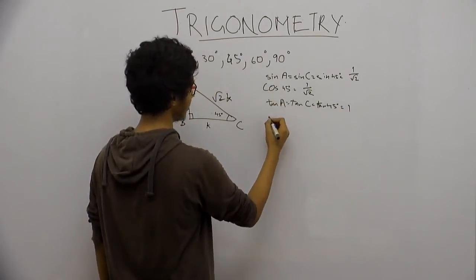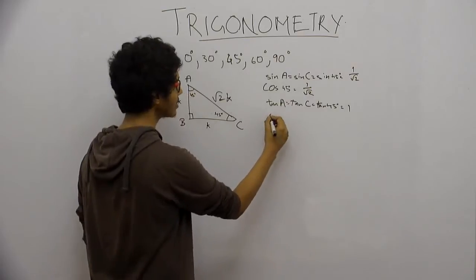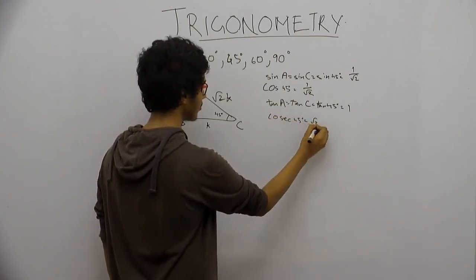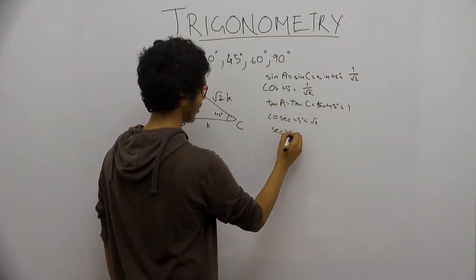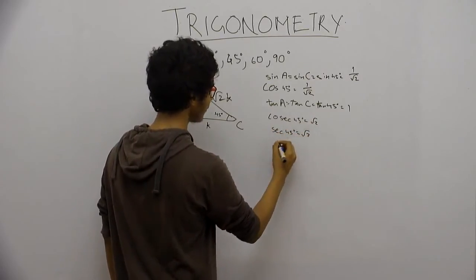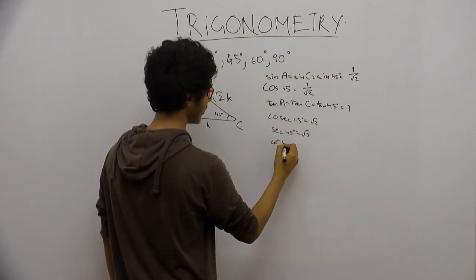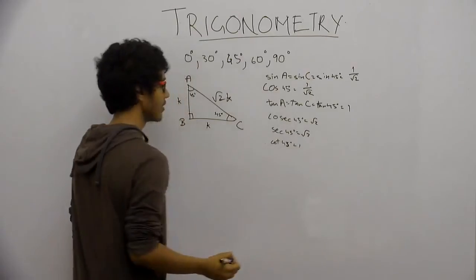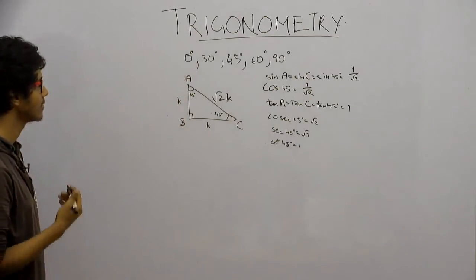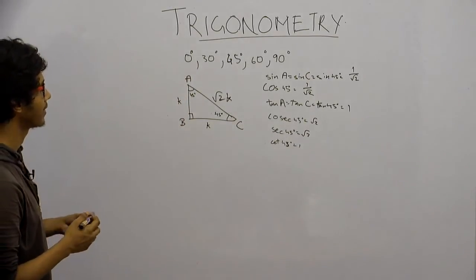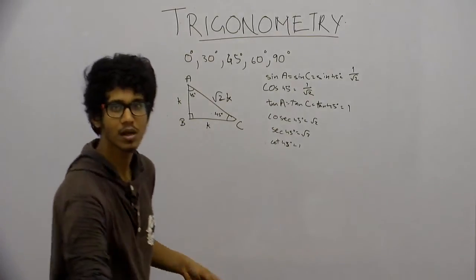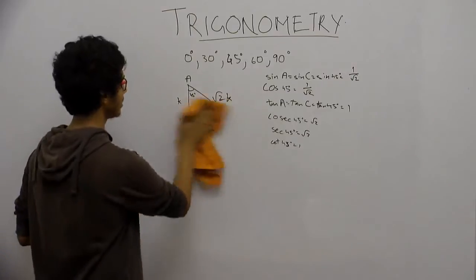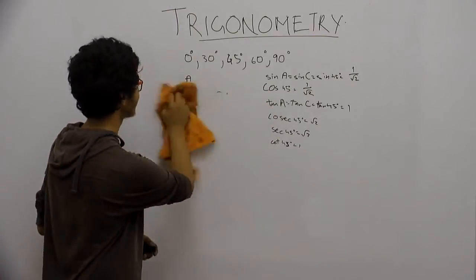Now taking the inverses, that is the reciprocals, we get cosec 45 degree equals to root 2, sec 45 degree equals to root 2, and cot 45 degree equals to 1. Alright, this is how we find the trigonometric ratios for 45 degree angle. Now let's see 30 and 60 degree.